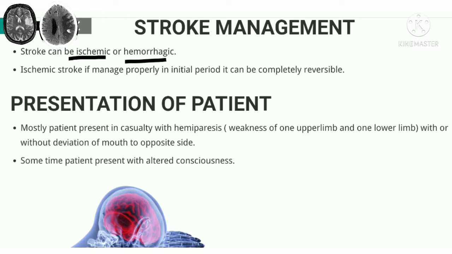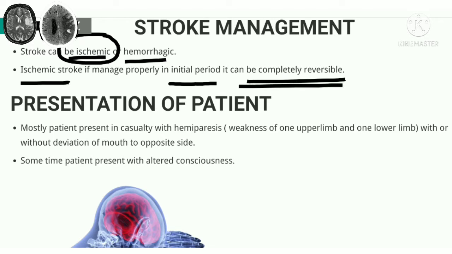Ischemic and hemorrhagic. Ischemic stroke, if managed properly in the initial period or the golden period, can be completely reversible. This is the most important thing in case of ischemic CV stroke. If it is managed in the golden period or the initial period properly, it is completely reversible.